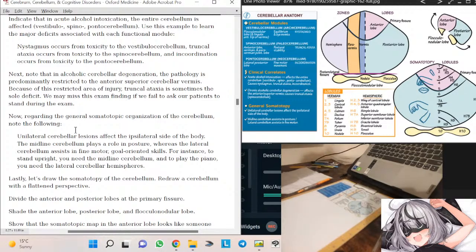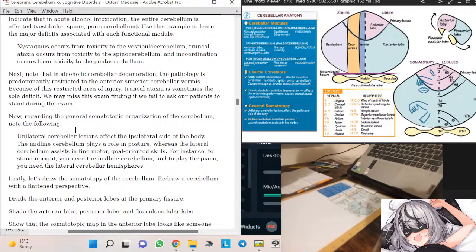Now regarding the general somatotopic organization of the cerebellum, note the following. Unilateral cerebellar lesions affect the ipsilateral side of the body. The midline cerebellum plays a role in posture, whereas the lateral cerebellum assists in fine motor, goal-oriented skills. For instance, to stand upright, you need the midline cerebellum, and to play the piano, you need the lateral cerebellar hemispheres. Lastly, let's draw the somatotopy of the cerebellum.